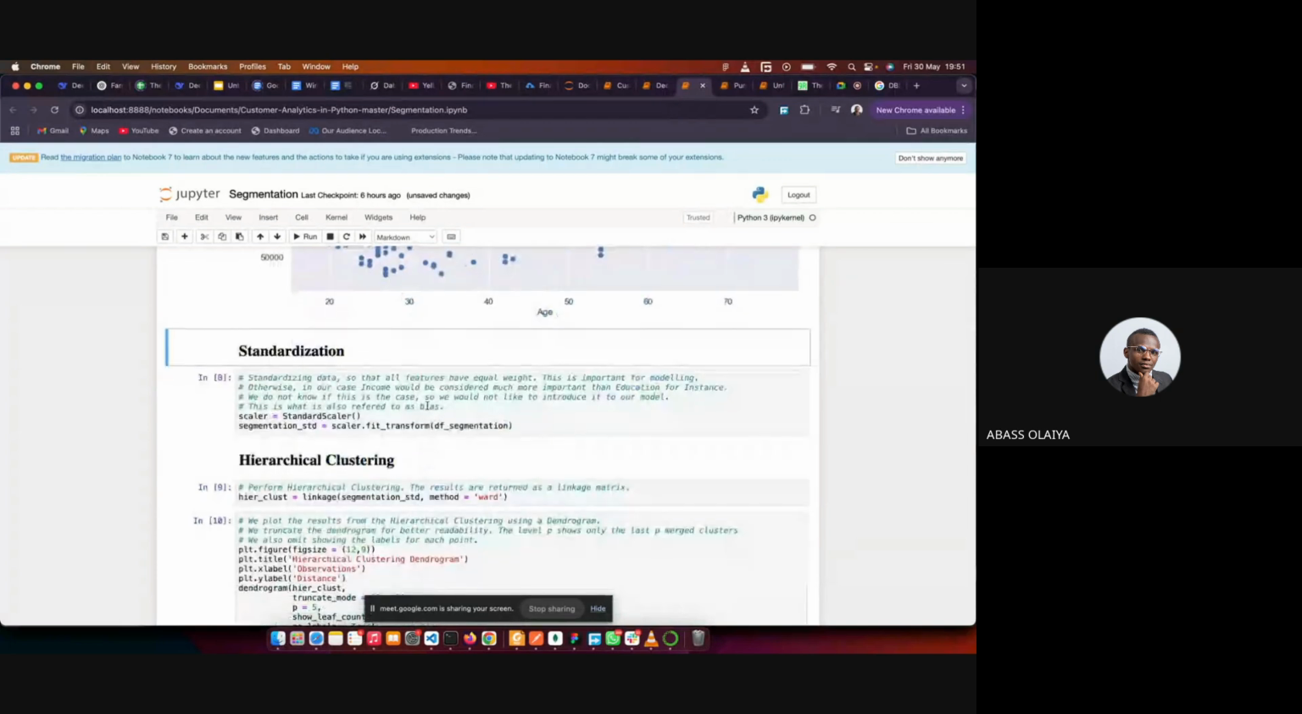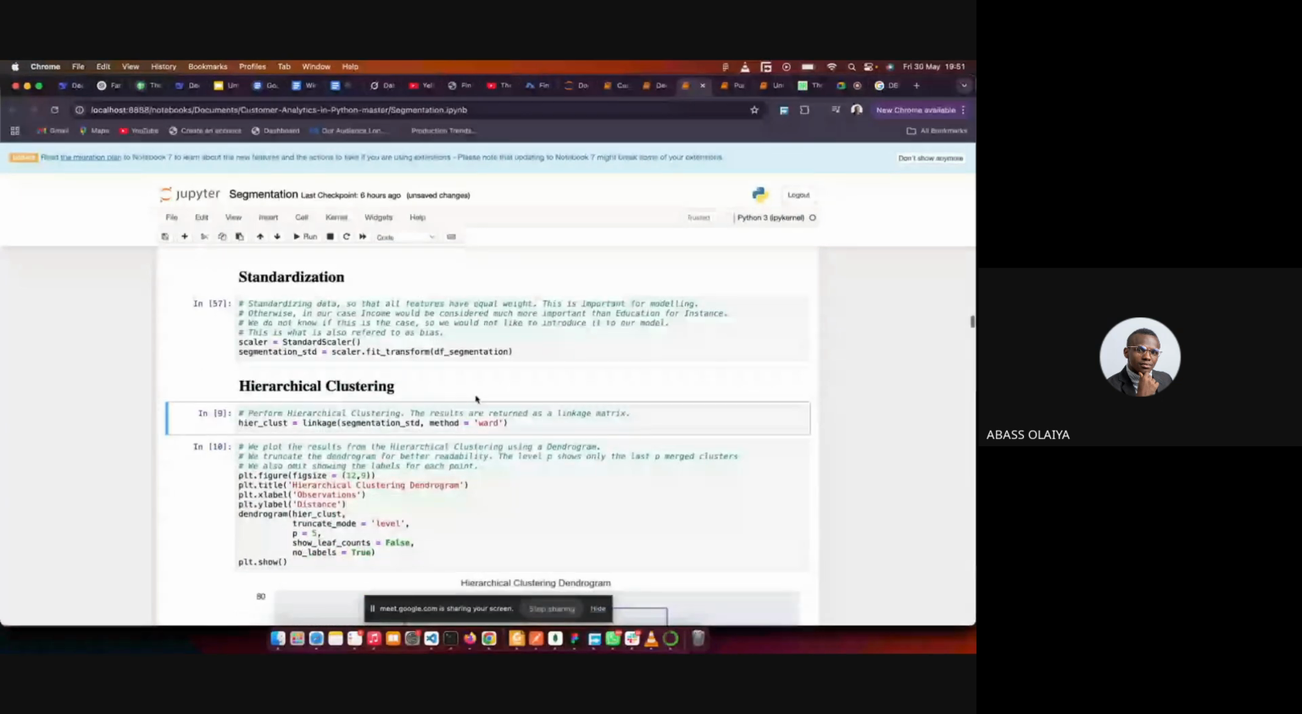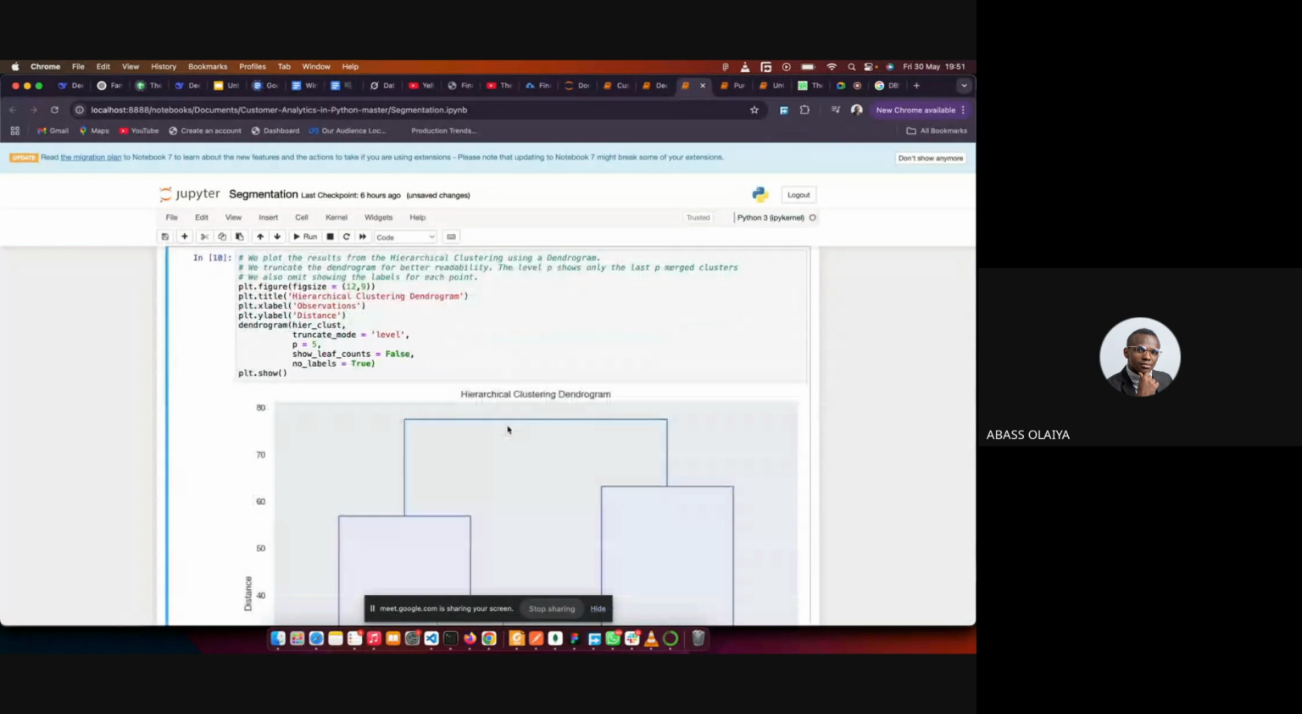Then we are standardizing our data set. So I use the standard scaler. But now we want to do hierarchical clustering, which will return a linkage matrix for us. So here's the hierarchical clustering that we did.